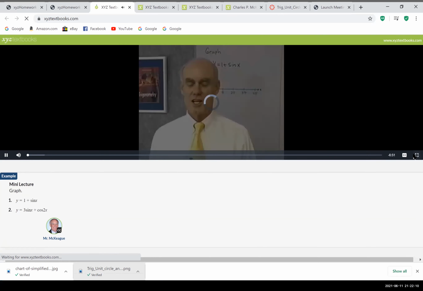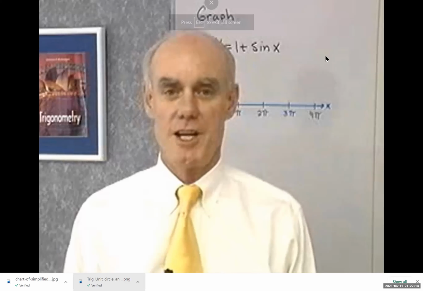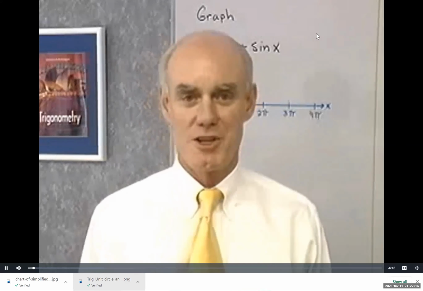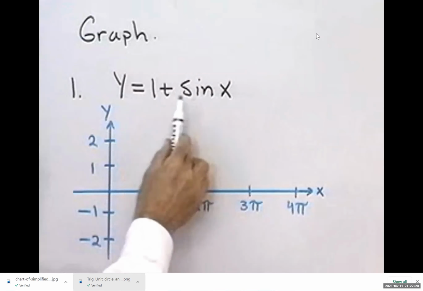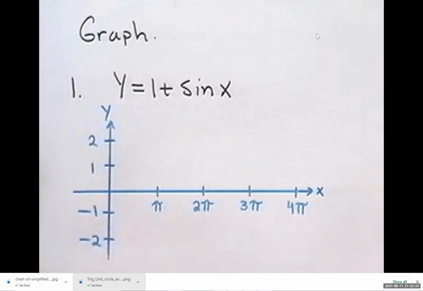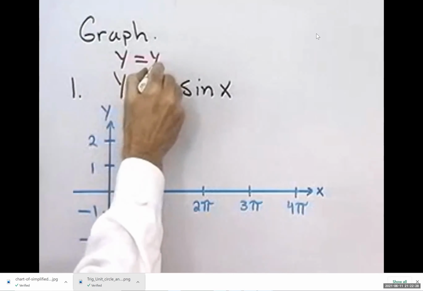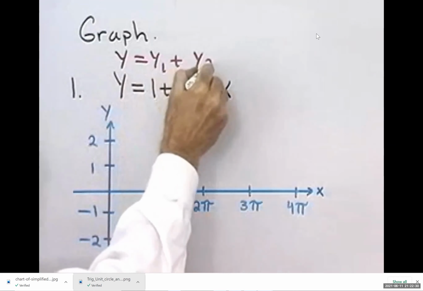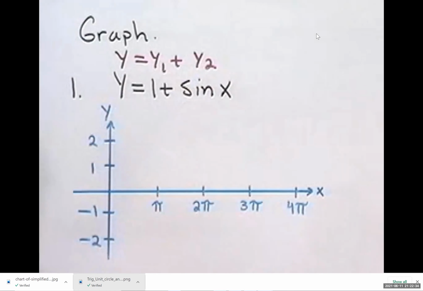In this section, we're going to graph combinations of functions, and our first one involves an algebraic function along with a trigonometric function. Let's graph y equals 1 plus sine x. Now, we've done this kind of graph before, but we're going to look at it a little differently this time. I'm going to look at this as y equals y1 plus y2, where y1 is equal to 1 and y2 is equal to sine x.